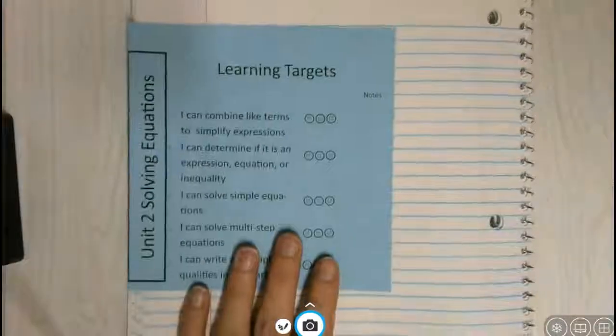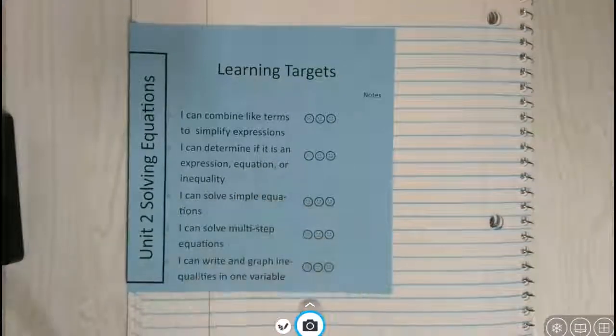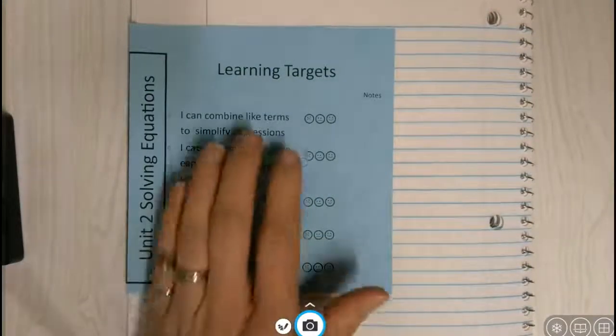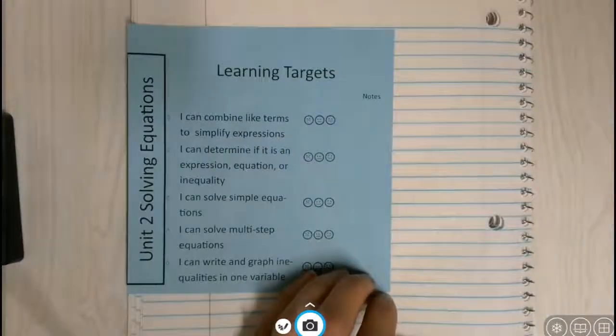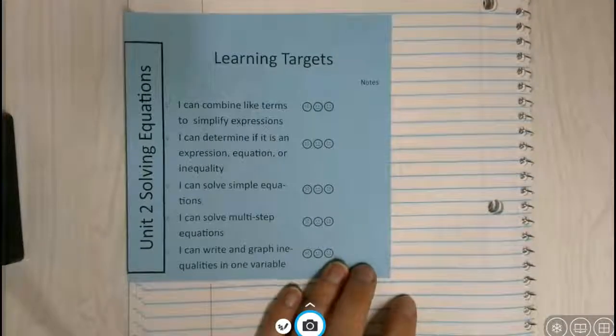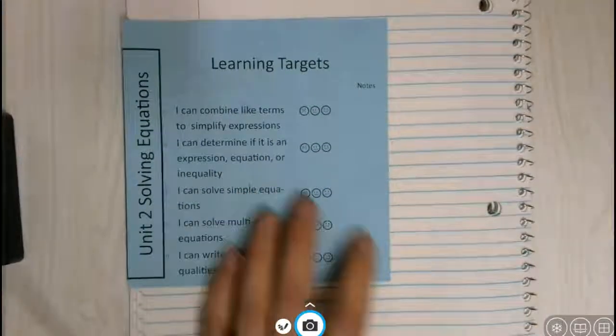And as always, we have our learning targets. So these are all kind of together. Today we're going to look at this first learning target: we're going to combine like terms to simplify expressions, and then we are going to start with a couple of these other ones to be solving some simple equations.